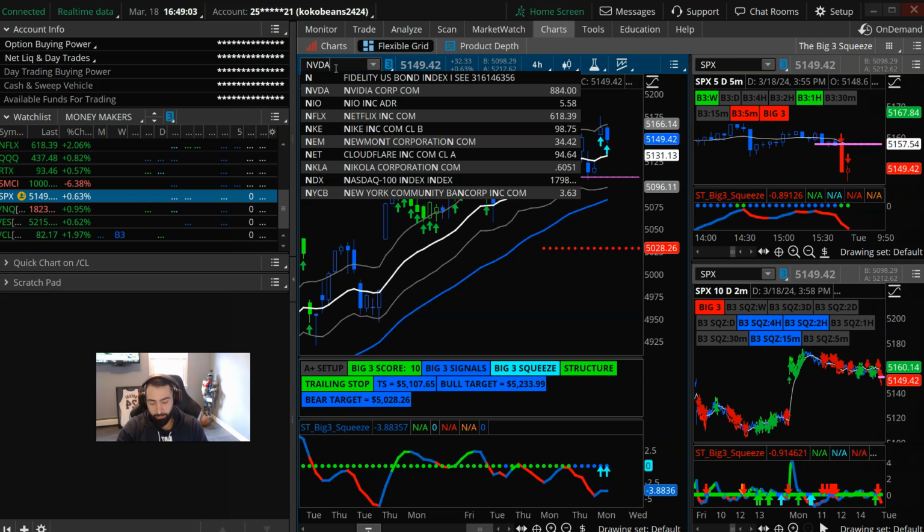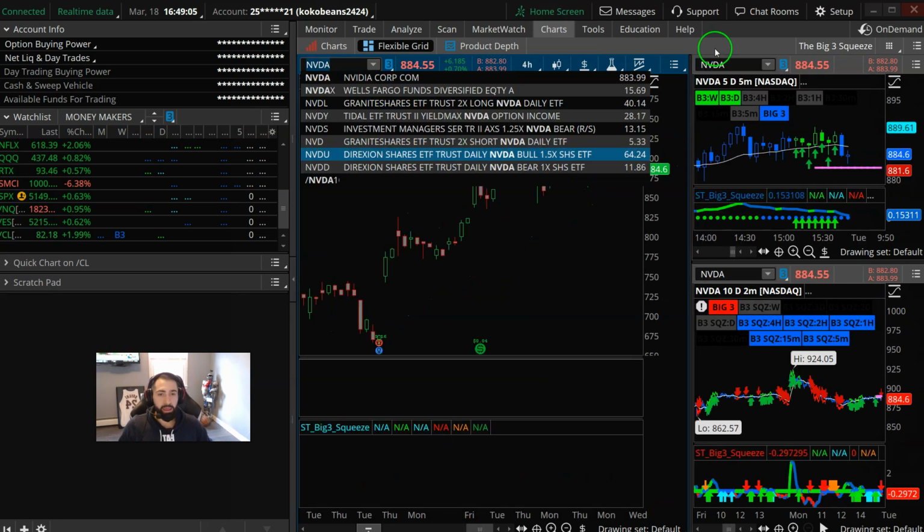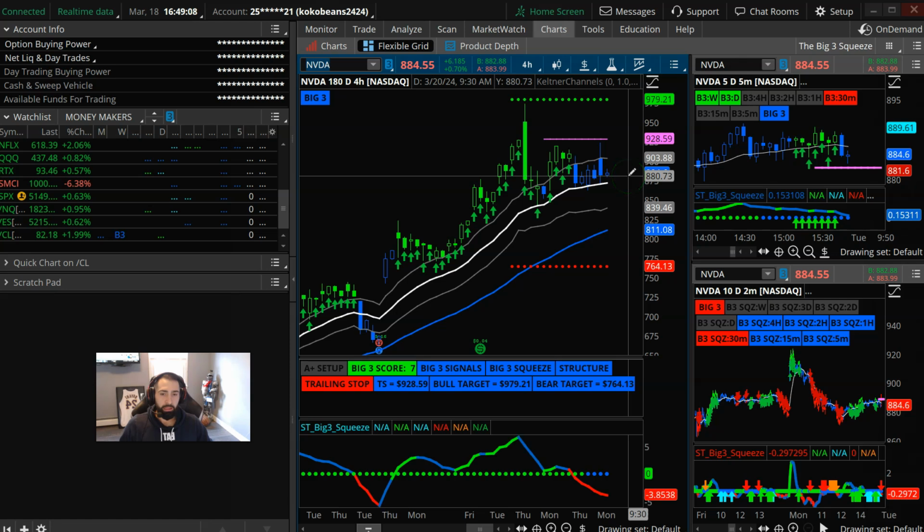And then the last one here would be NVDA. And the NVDA 4-hour squeeze, neutral. Makes it tough to want to jump in and get aggressive. We're neutral on the 4-hour. However, we got a lot of squeezes here. 4-hour, 2-hour, a 1-hour, a 30, a 15, and the 5.